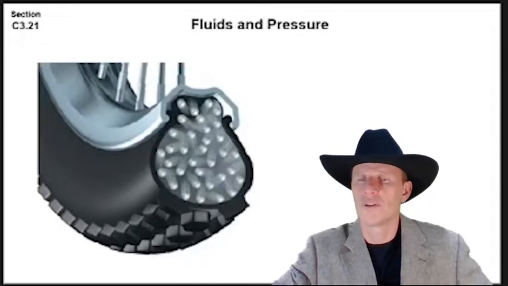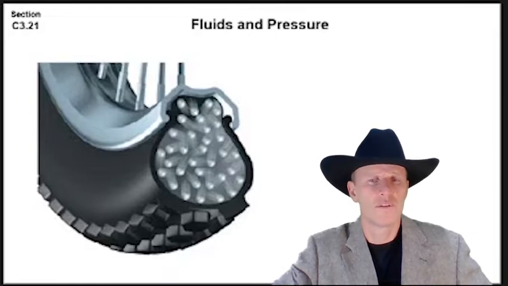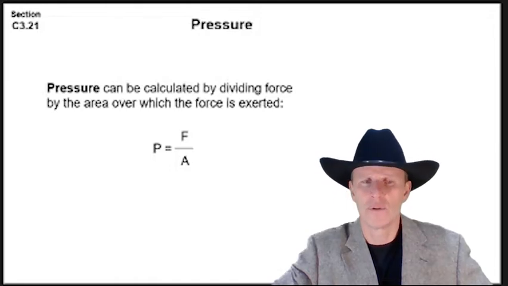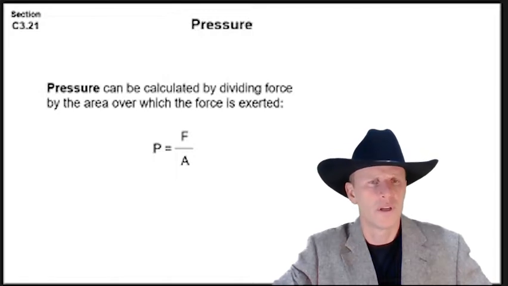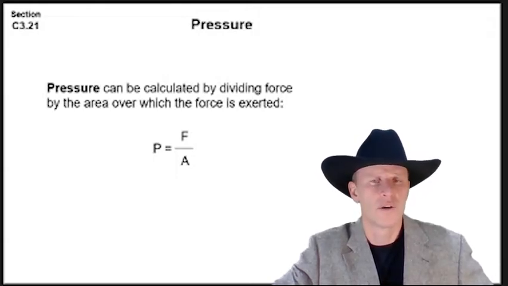Fluids exert pressure evenly in all directions. For example, when you pump up a bicycle tire, air particles are constantly pushing against each other and against the walls of the tire. Pressure can be calculated by dividing force by the area over which the force is exerted. The formula would be P equals F over A. The SI unit for pressure is the Pascal, abbreviated Pa, which is equal to the force of 1 Newton exerted over an area of 1 square meter.